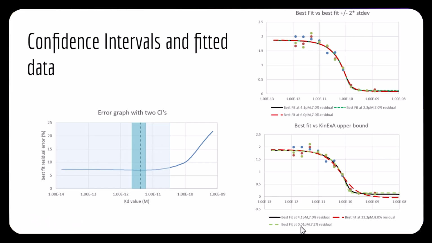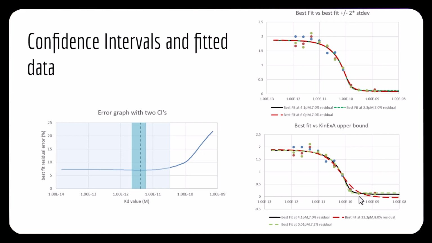So what I did here was I went down to 10 femtomolar. And you can see here, there is a tiny bit of difference between the black line and the green line down here at this end. And the error is slightly higher. It's 7.2 versus 7.0. But that's still a pretty darn good fit. And I'm comfortable with saying that this is unresolved on the low end.